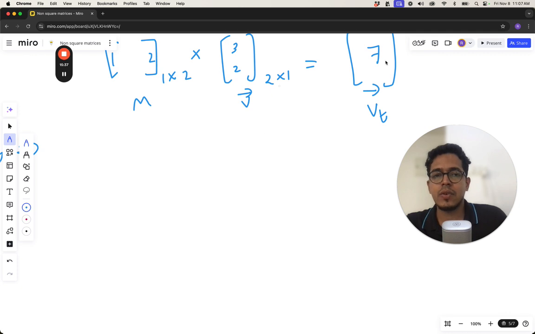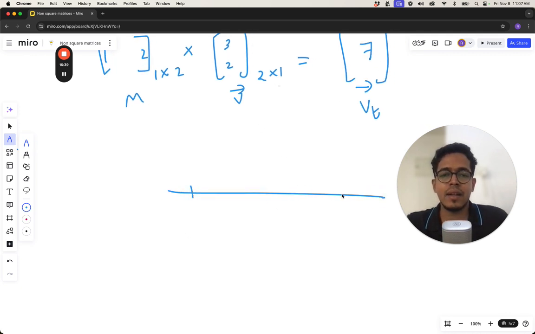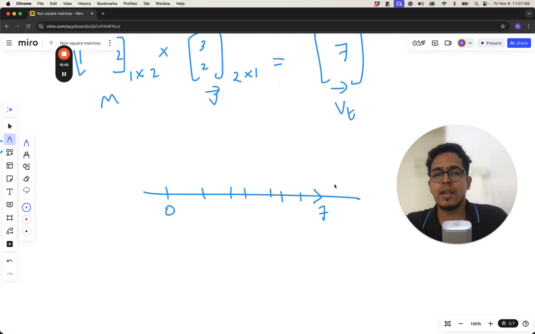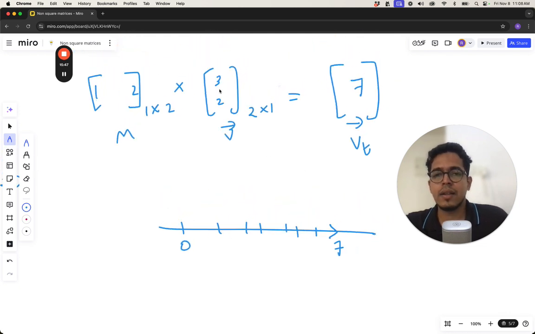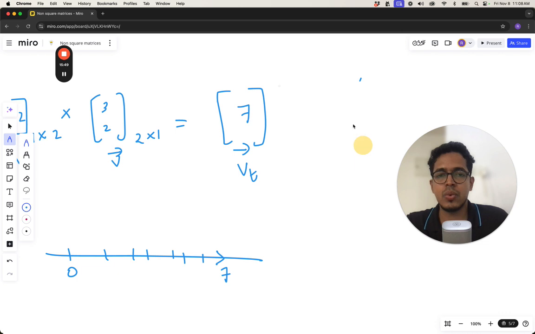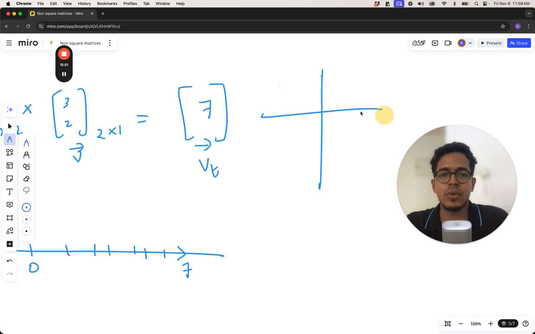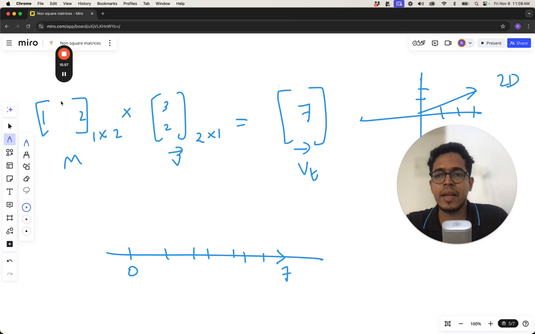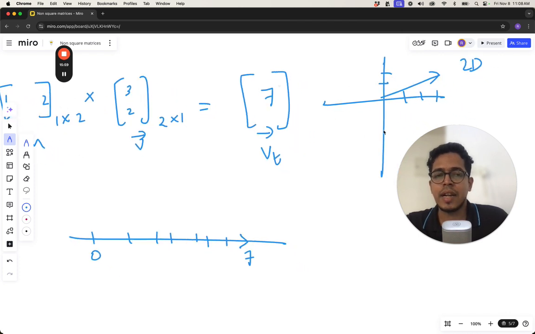So you are transforming this into this line represented by this. So this is 7, 1, 2, 3, 4, 5, 6, 7. This is the origin. So you are transforming this vector, which was originally in 2 dimensions, 1, 2, 3, 1, 2, like this. It was in 2D, but after applying this transformation M, you transform this vector from 2D into 1D.